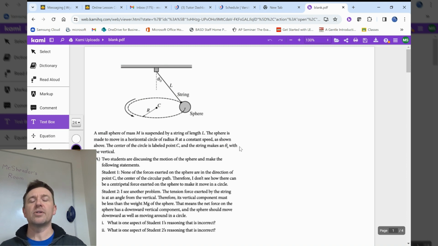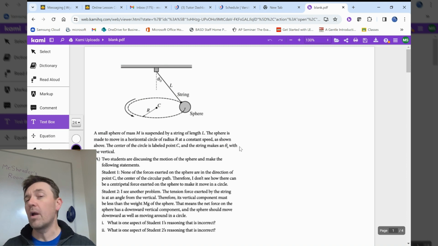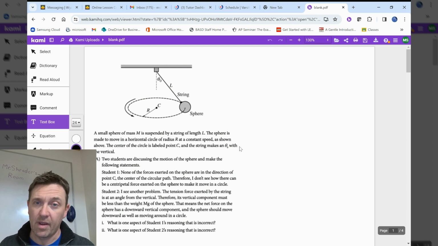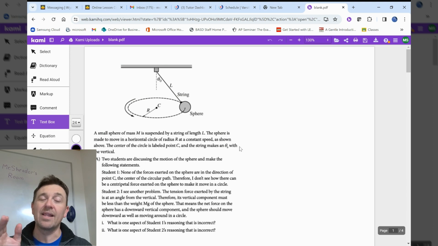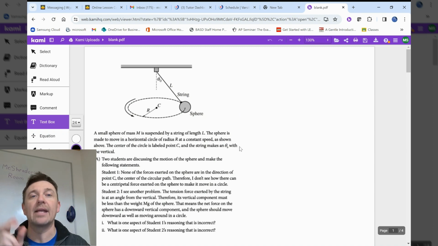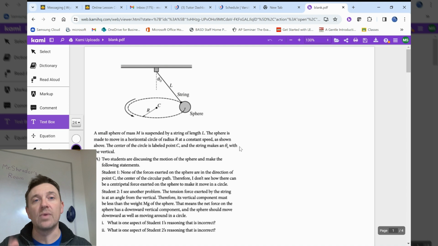So, any object that's moving in a circle or even a portion of a circle is undergoing circular motion and therefore must have some force acting on it, making it move in a circle. Remember Newton's first law: objects at rest want to stay at rest, and objects in motion want to stay in motion in a straight line. They want to maintain that same velocity, and velocity has two parts to it. It has speed and direction.